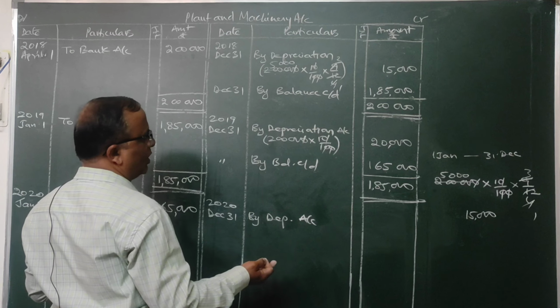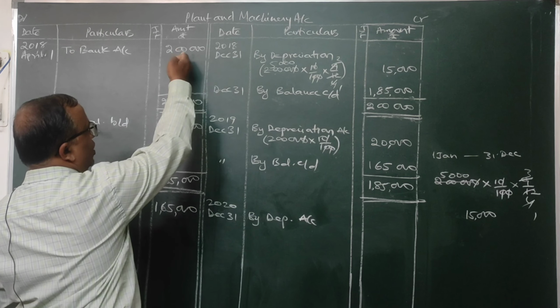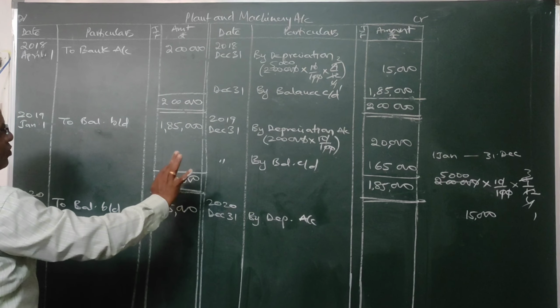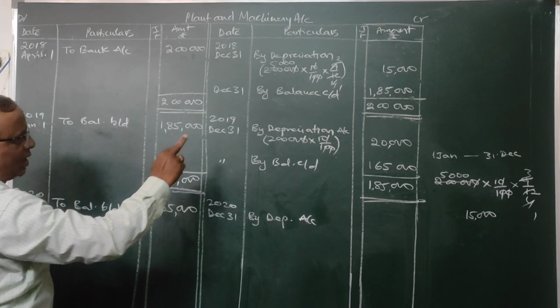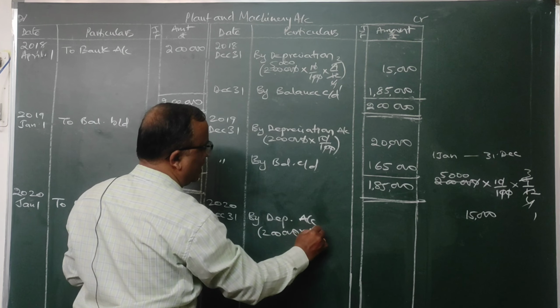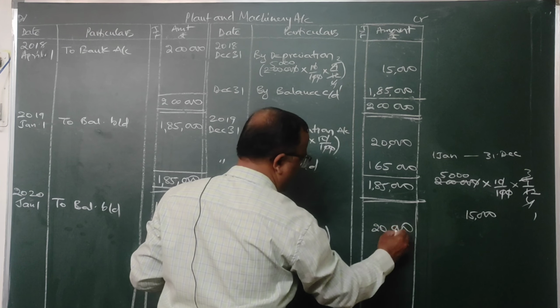Again depreciation will be how much? Because we are following straight line method, under straight line method on the original cost, on 2 lakhs. For how much period here? From January to December, means for 12 months. So directly on 2 lakhs at the rate of 10% we are going to calculate the same amount. So it will be how much? Once again it will be 20,000.